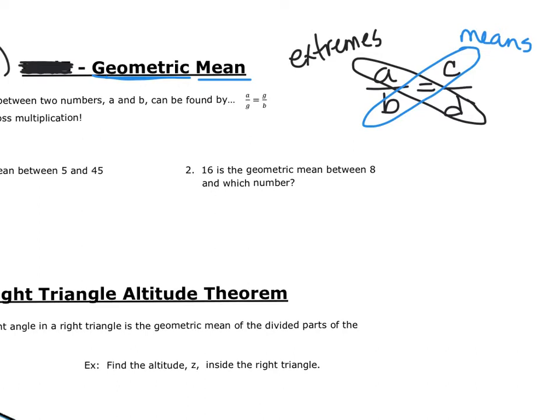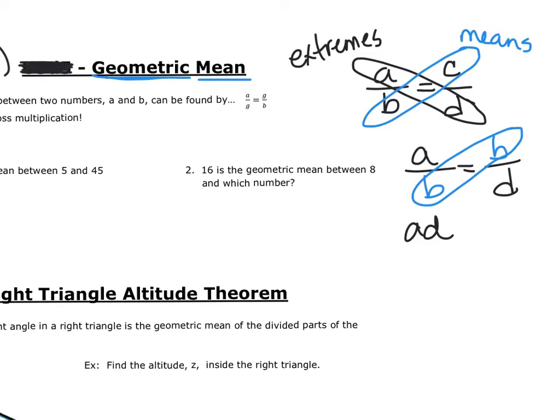When they are matching. So for example, like A over B equals B over D. So the B is in both places. So that B is the geometric mean between A and D. So when we cross multiply, we get A times D equals B squared. And then take the square root of both sides to solve for B.